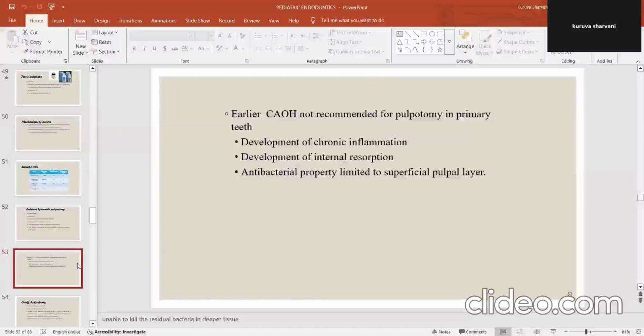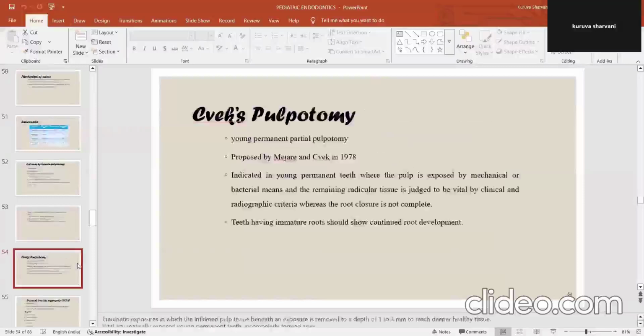Next, partial pulpotomy. This is the pulpotomy that is seen in young permanent teeth, in traumatized teeth, where there is a little exposure of the pulp, that is more than 2 mm of exposure. In such conditions we are going to do the partial pulpotomy.